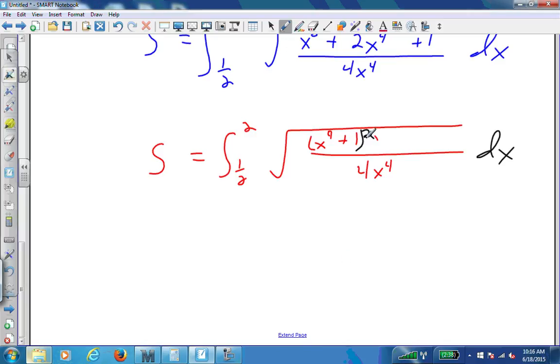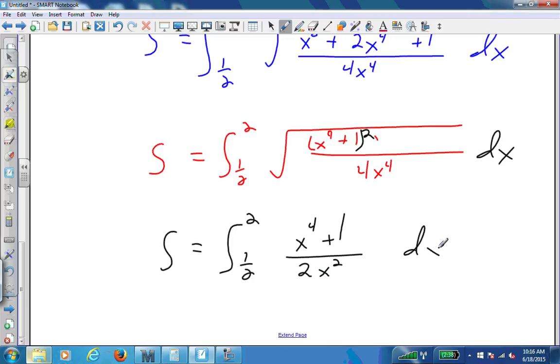Now notice the numerator is something squared, and we can take the square root of the denominator. So if we take the square root of the numerator, the square goes away, leaving us x to the fourth plus 1. If we take the square root of the denominator, the square root of 4 is 2. The square root of x to the fourth is x squared.